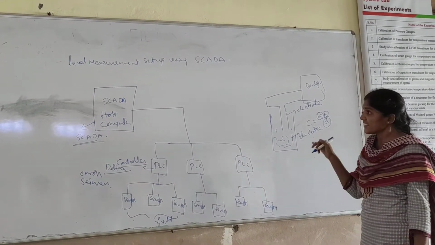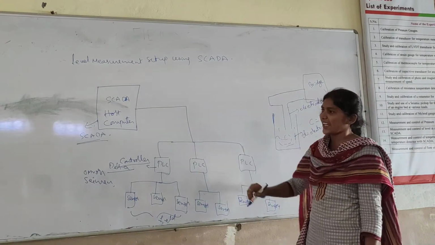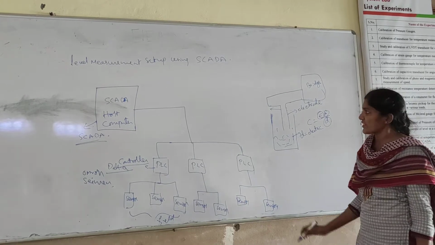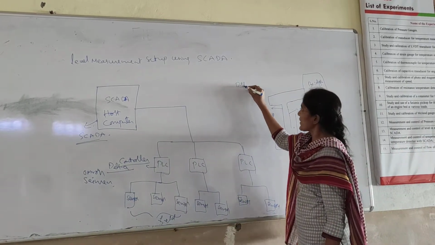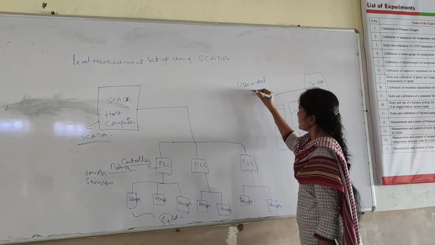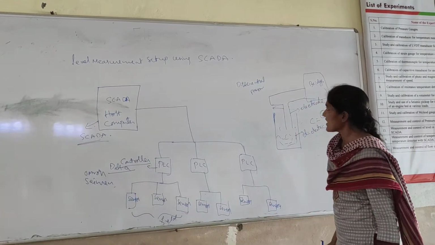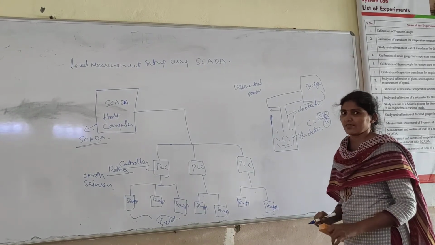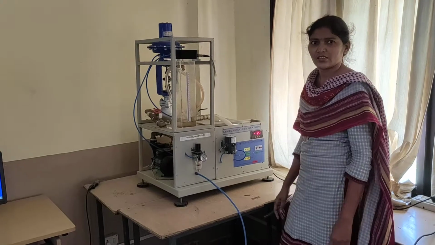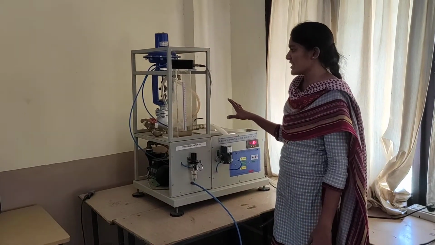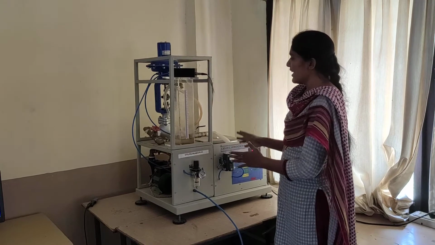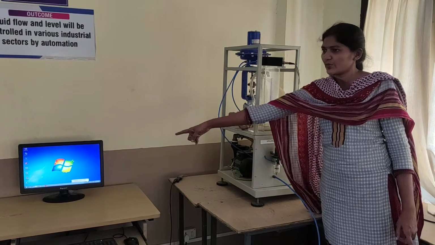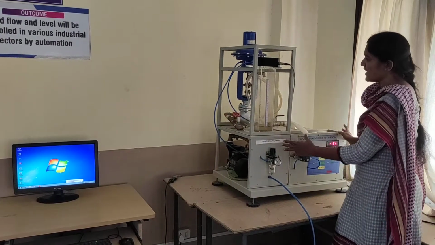But in this level measurement setup using SCADA, we cannot use this type of capacitive transducers. We are using differential pressure sensors. This differential pressure sensor will be shown in the laboratory experiment. This is the level measurement setup using SCADA. Here we are interfacing the real-time equipment with the SCADA software. The SCADA software is installed in that computer. So this is the physical setup of a level measurement.